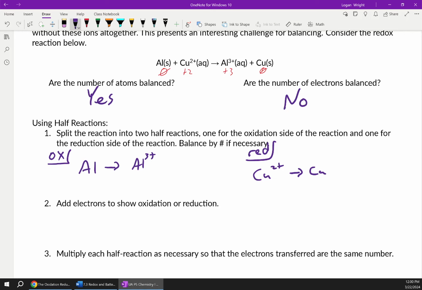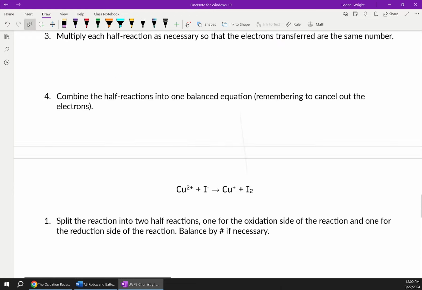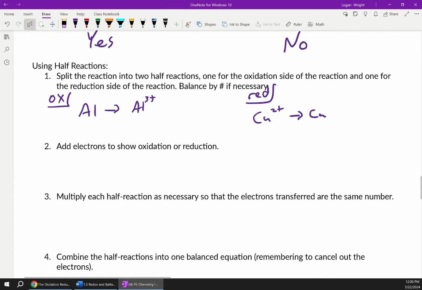Right here, the last sentence of step 1 says balance by number if necessary. We've already identified that they're balanced by number. I have one of each thing, so there's none of that work to do here. Step 2 says, if they weren't balanced, you would have to balance the equation first to continue. We'll see that down here. I was careful. Step 2 says add electrons to show oxidation or reduction.